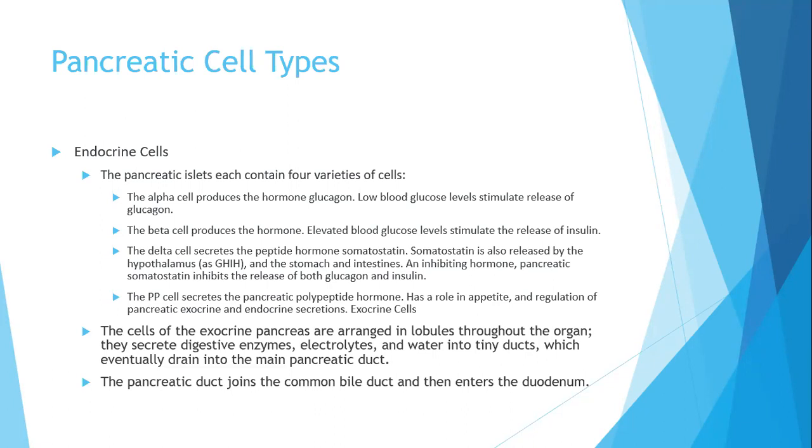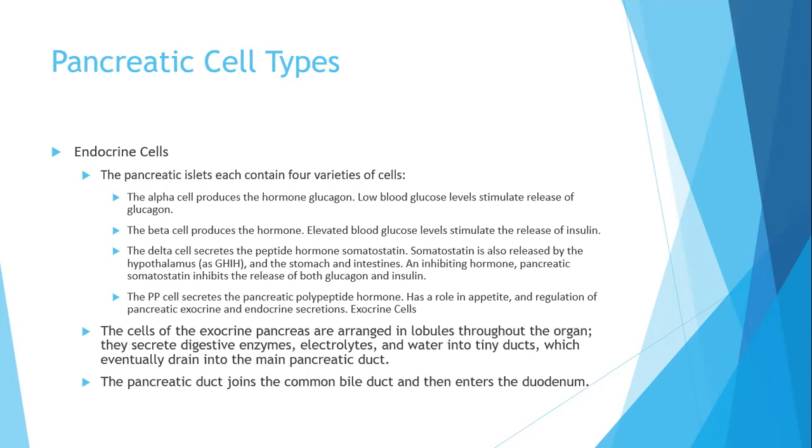The delta cell in the endocrine pancreas secretes the peptide hormone somatostatin. It's also released by the hypothalamus and the stomach and the intestines. It's an inhibiting hormone. It inhibits the release of both glucagon and insulin. Interesting. So there's this balance between, is your blood glucose too low? Is it too high? Do you want to inhibit the release of both of those things?